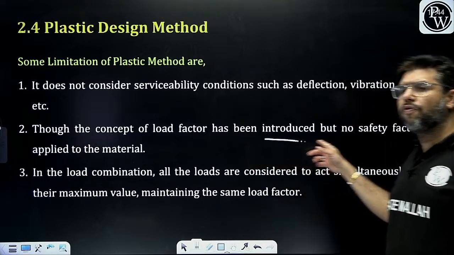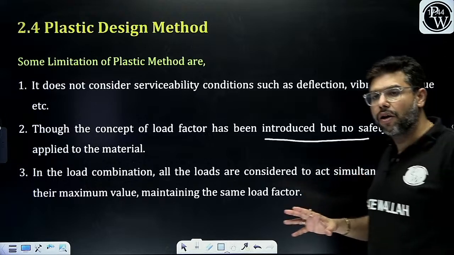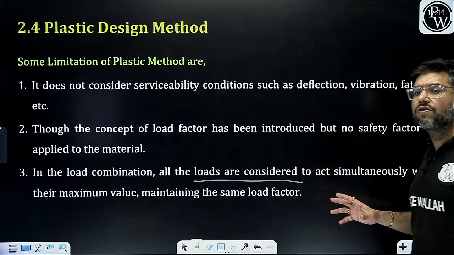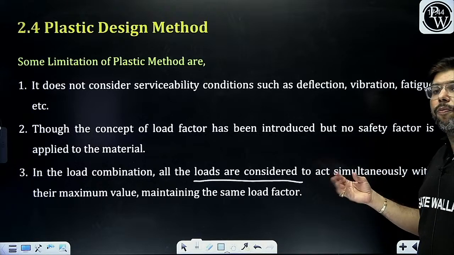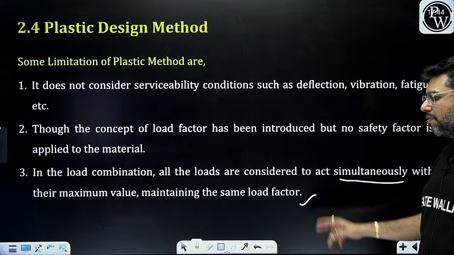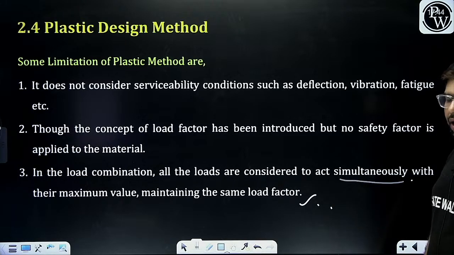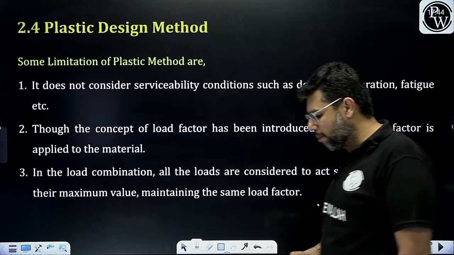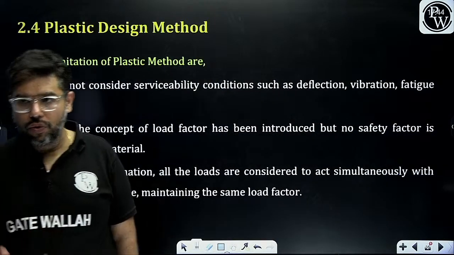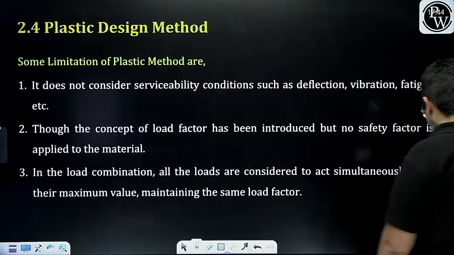So, the concept of load factor was introduced, but there was no safety factor introduced on the material. In the load combination, all the loads act with the same probability. All loads are considered to act simultaneously with the maximum value, maintaining the same load factor. Again, the uncertainty in the load combinations is not considered here, which will again lead to uneconomy. This was all about the plastic design method.